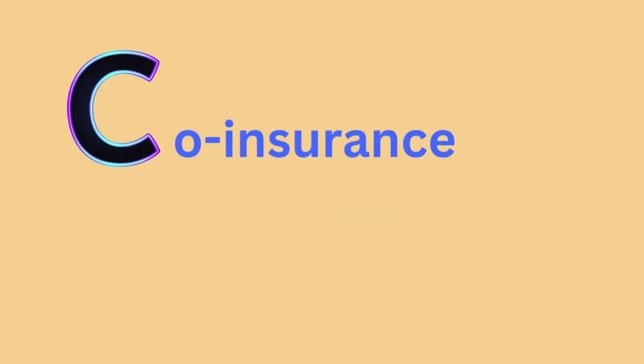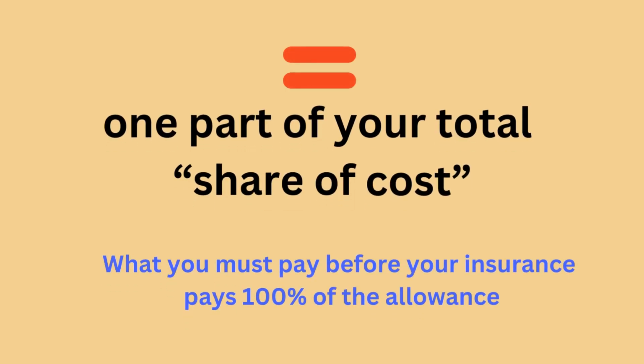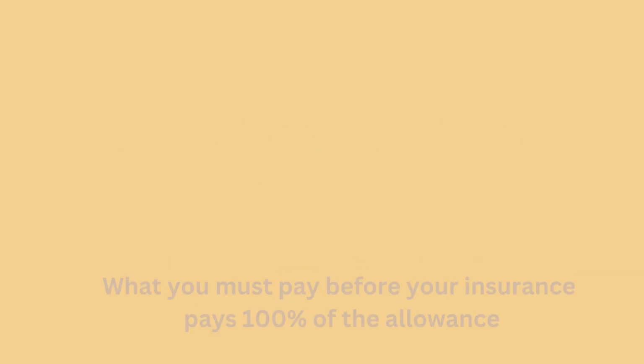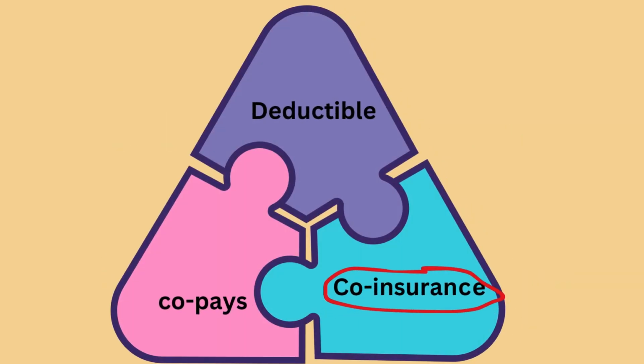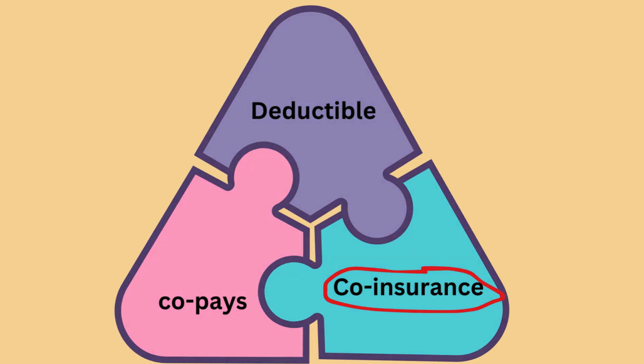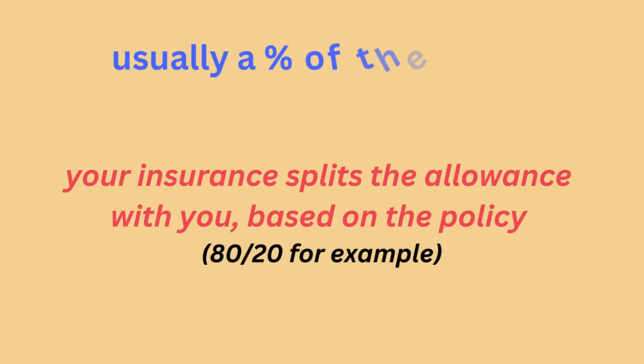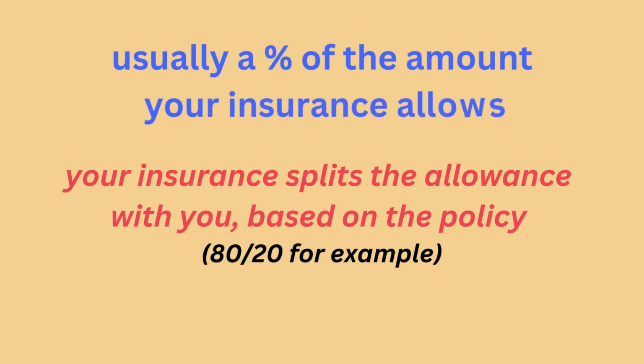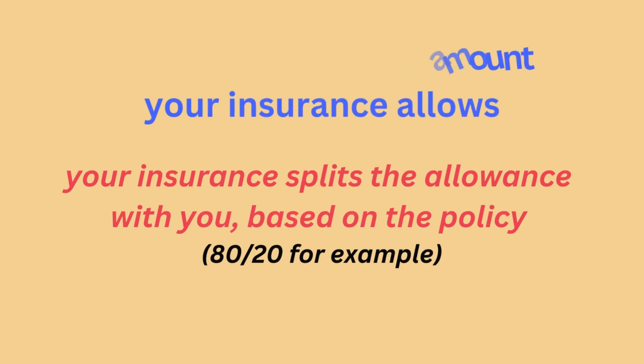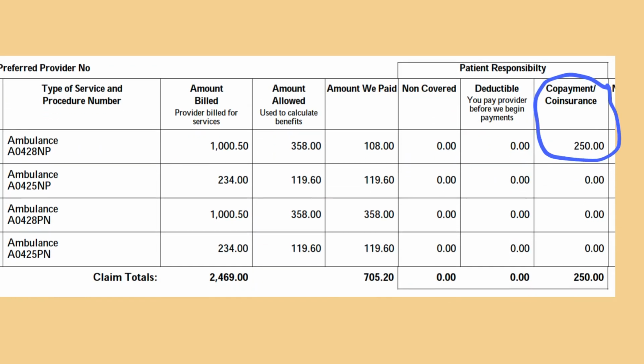Co-insurance is one part of the total share of cost, meaning what you must pay before your insurance pays every allowance at 100%. The three parts of that share of costs are deductible, co-insurance, and co-pays. Once you meet your deductible, your insurance starts making payment on your behalf of a percentage of this allowance. That is your co-insurance.